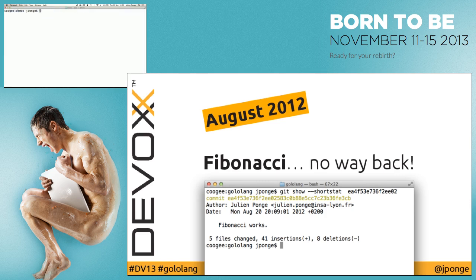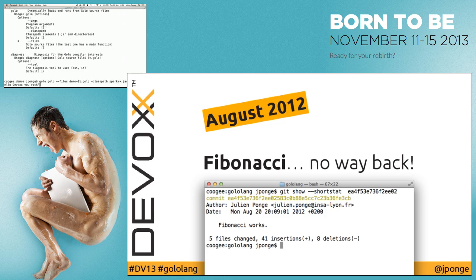So just to show you how it works, so that's demo 11. I have to specify a class path, because Spark comes with a bunch of jars, so I say Spark start.jar. And there is an argument, which is the message that's going to be printed. So I'm going to say, hello, Devoxx, you rock, something like that. And of course, it didn't work.